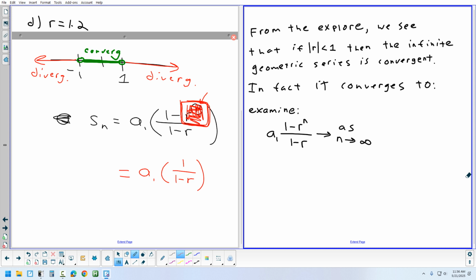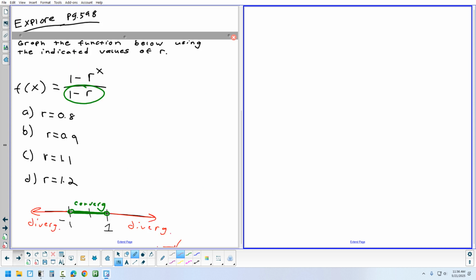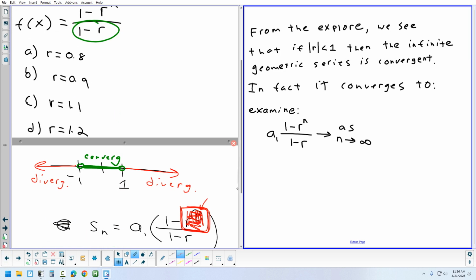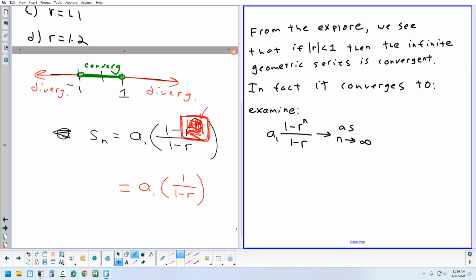And let me write that down. I thought I wrote it. No, I guess not. So what we're doing is we're examining what's happening in this formula as the n value goes to infinity. This whole thing starts to turn into 0. So you're left with this.